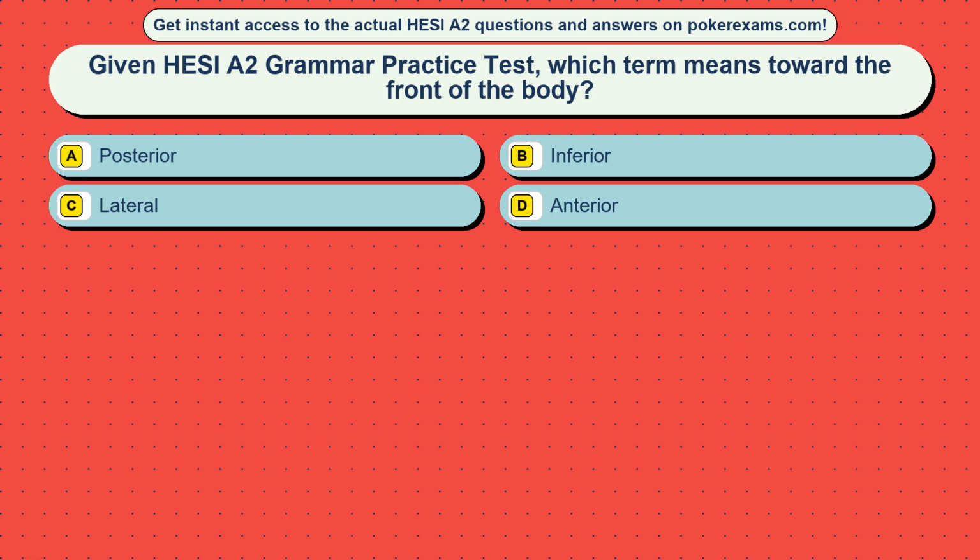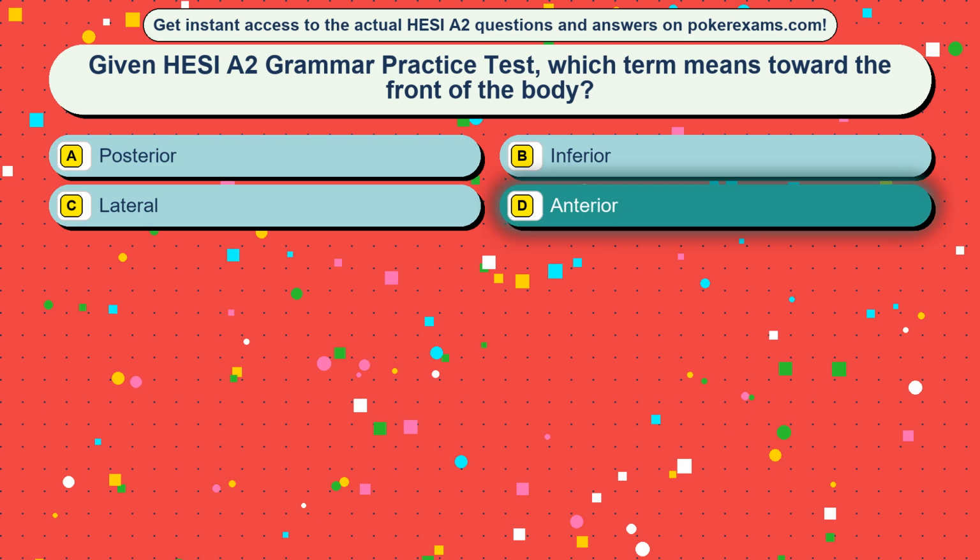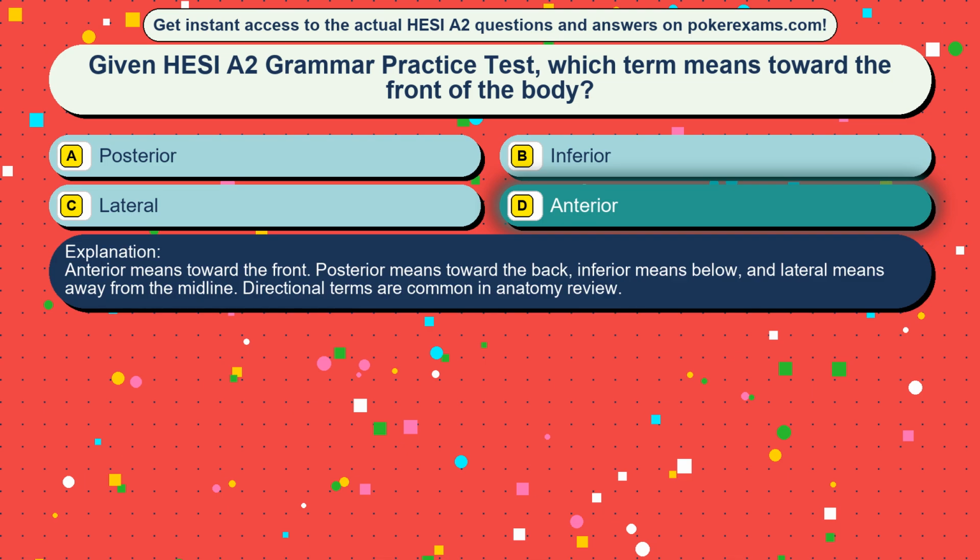Option C lateral, option D anterior. The correct answer is option D, anterior. Anterior means toward the front, posterior means toward the back, inferior means below, and lateral means away from the midline. Directional terms are common in anatomy review.